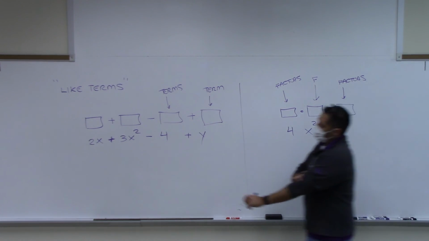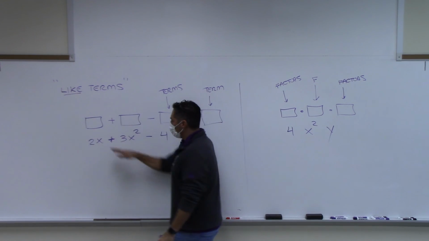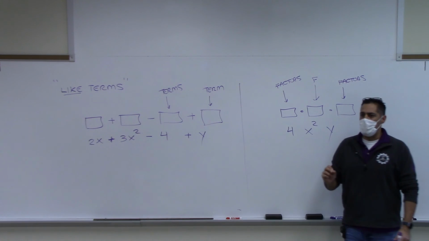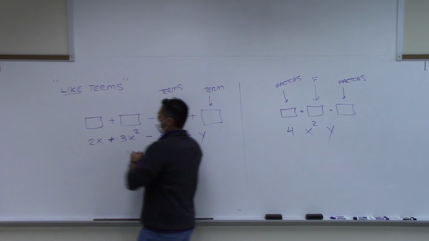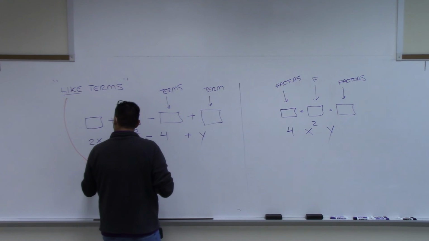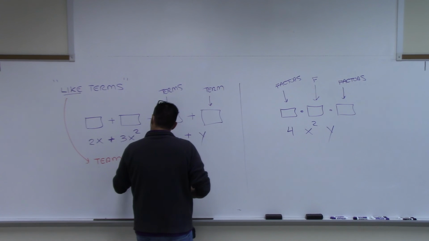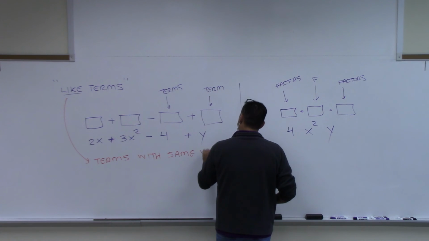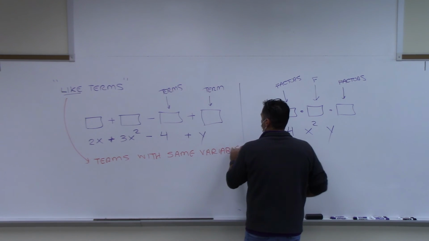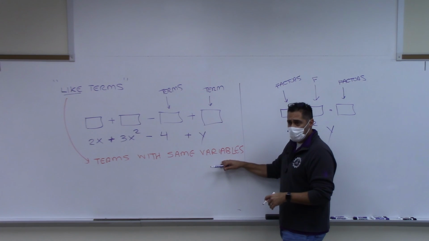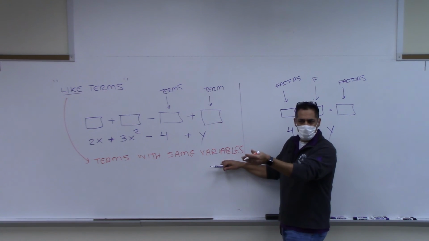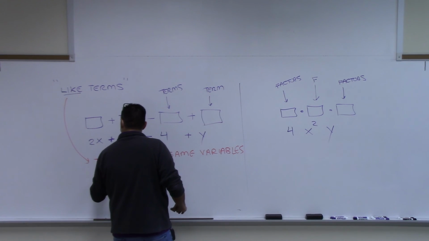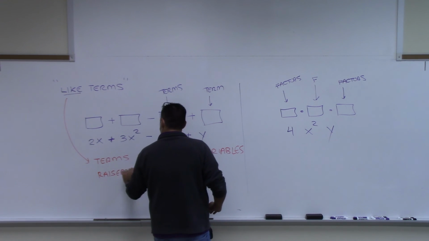So what are like terms? Like terms are terms that have the same variables raised to the exact same power. Okay, so to be like terms, this is terms with the same variables, meaning the same letters. They must contain the same letters. So if one of them has an x and a y, the other one would also have to have an x and a y. But not only the same variables, those variables must be raised to the same powers.